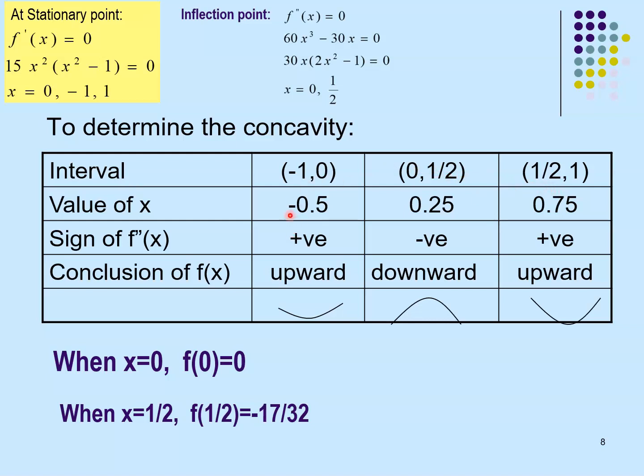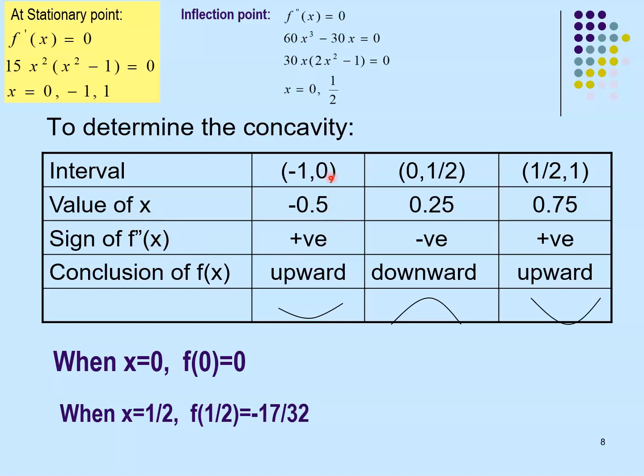Now you're going to find the value of x. Pick any value within each interval. Let's say I pick negative 0.5 because it's in this interval, and negative 0.25 also in this interval, and 0.75 also in this interval. So we already have our values of x, so you're going to substitute these values of x into the f double prime function, the second derivative.